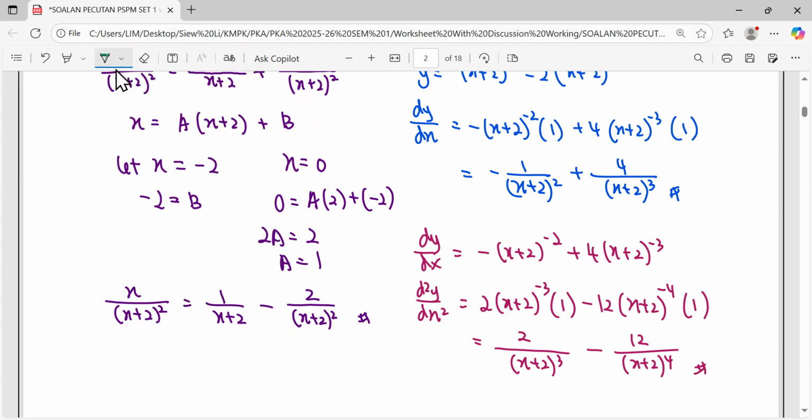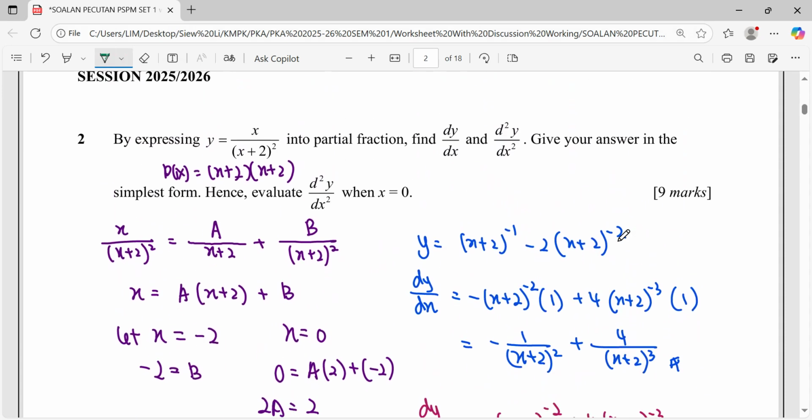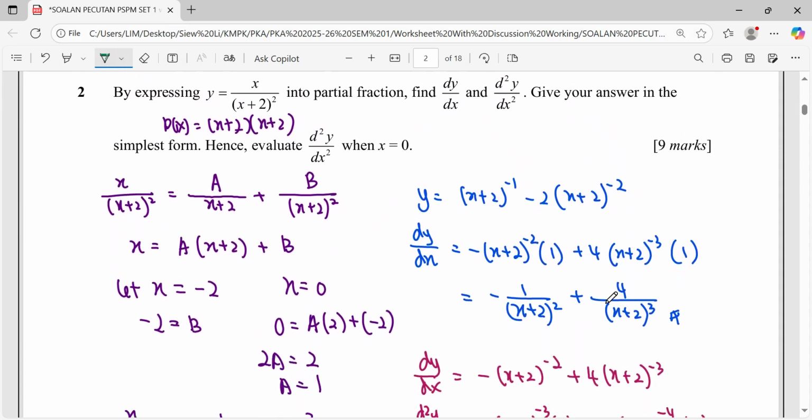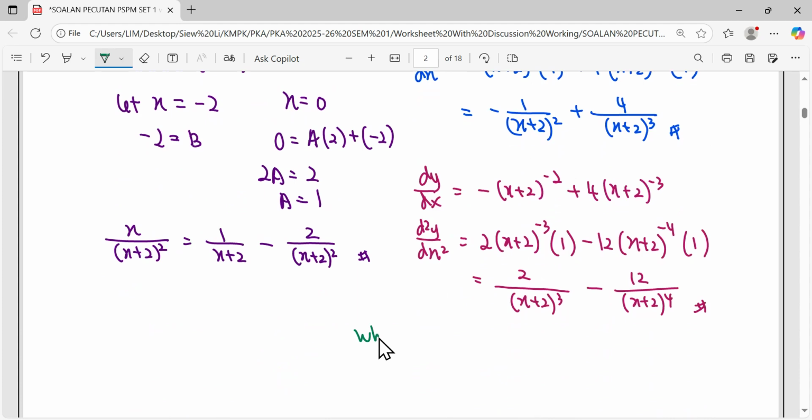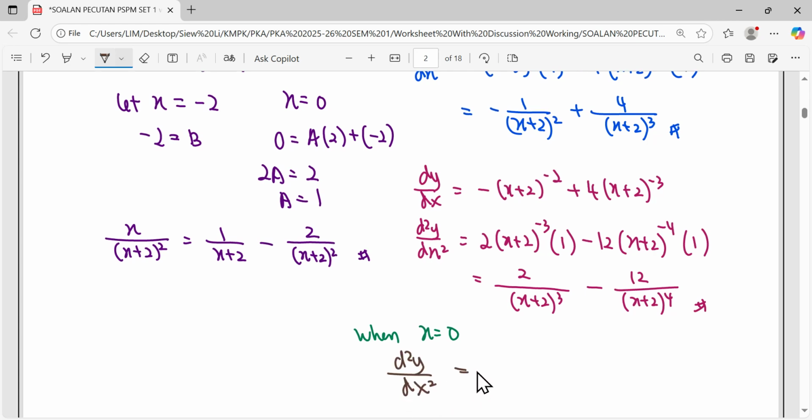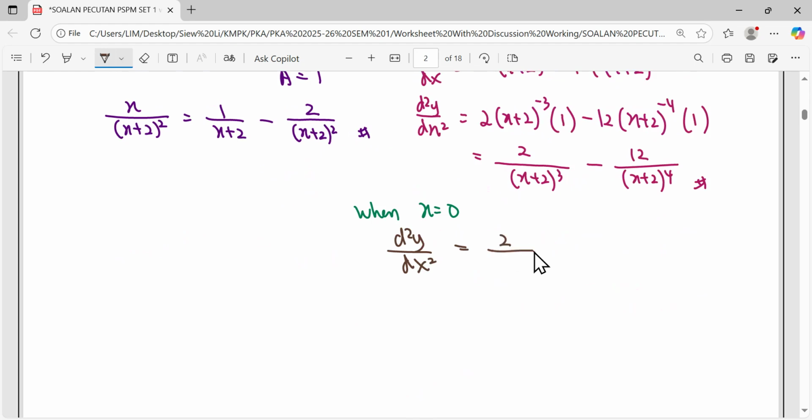Then we continue. The question asks us to give your answer in the simplest form, so that is the simplest form we can get. Hence, evaluate the d2y/dx squared when x equals 0. When x equals 0, we need to find out what our d2y/dx squared is. So we substitute x equals 0 here: 2 over 2 cubed minus 12 over 2 to the power 4. So we get negative 1 over 2.